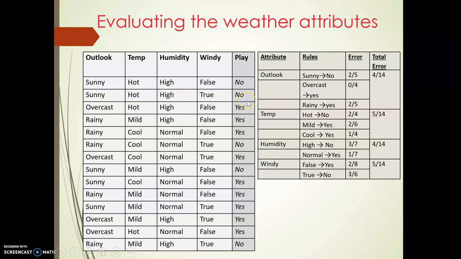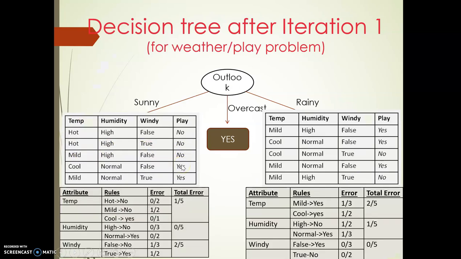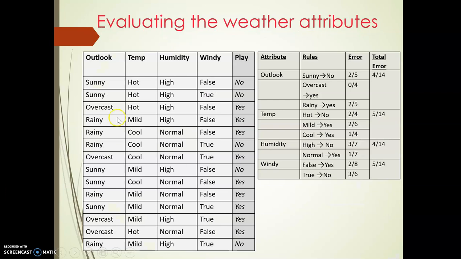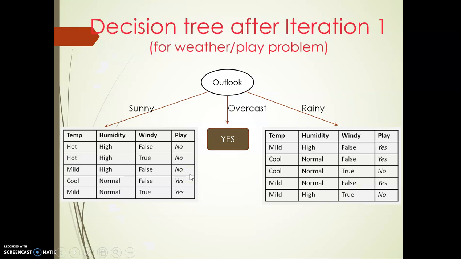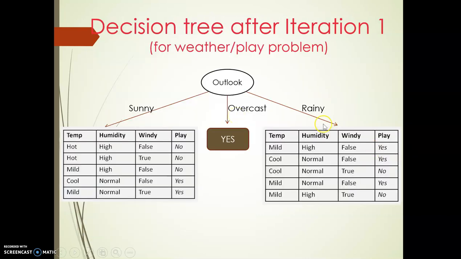Hot, high, true and no. So similarly for the rest of the sunny values here: sunny, mild, high, false and no. So copy all the values wherever you come across sunny as a value within the outlook attribute, right? Then similarly you do the same thing for the rainy also. Wherever you have rainy in the outlook, the corresponding values have to be copied under this table.